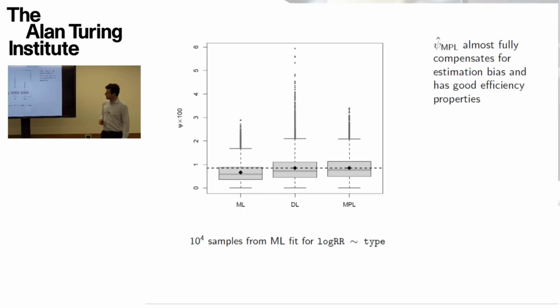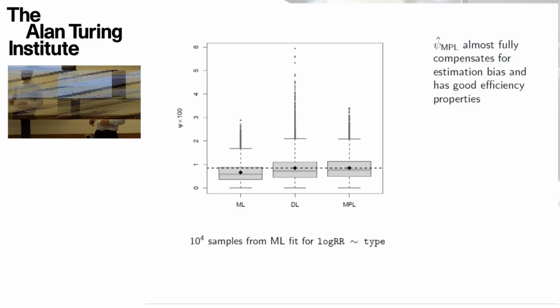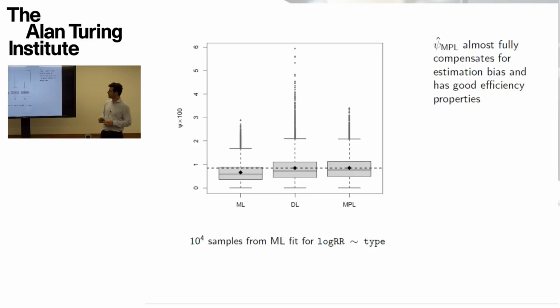So here is the same simulation study as before, again augmented with the maximum penalized likelihood estimator. The maximum penalized likelihood estimator is a good compromise between the bias of the maximum likelihood estimator and the loss of efficiency of the DerSimonian-Laird estimator. So it almost fully compensates for the bias and has good efficiency properties at the same time.